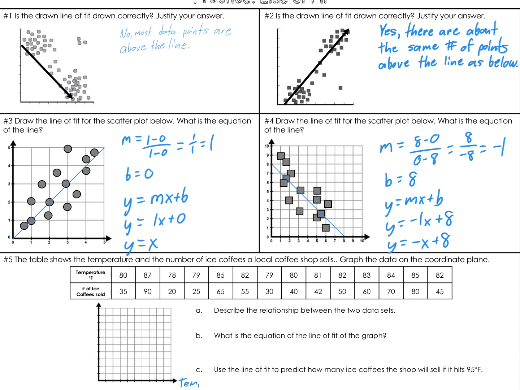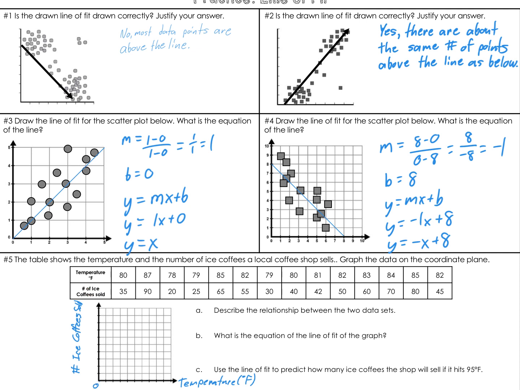Finally, let's look at number 5. The table shows the temperature and the number of iced coffees a local coffee shop sells. Let's graph the data on the coordinate plane. So in this case, our x-axis is the temperature and our y-axis is the number of coffees sold.